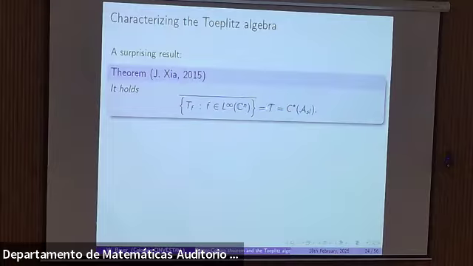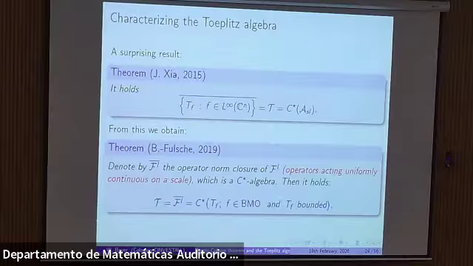The Toeplitz algebra is precisely the norm closure of the linear closure of Toeplitz operators with bounded symbols. So the Toeplitz algebra is a norm closure of finite sums of finite products of Toeplitz operators. So that seems to be quite large, but his result says it's very small. It's just a linear closure of Toeplitz operators with bounded symbols. And the Toeplitz algebra actually is the C-star algebra generated by sufficiently localized operators.